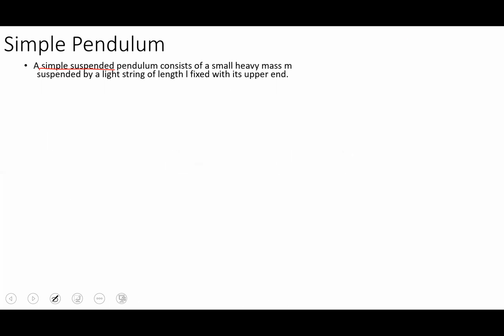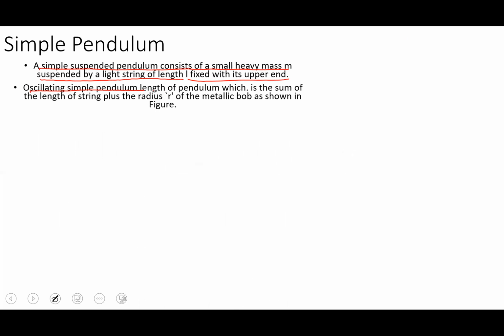Let us define the simple pendulum first. A simple pendulum consists of a small heavy mass m suspended by a light string of length l fixed at the upper end. The length of the oscillating simple pendulum is the sum of the length of the string plus the radius of the metallic bob, as shown in the figure.